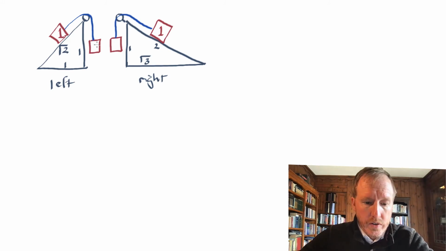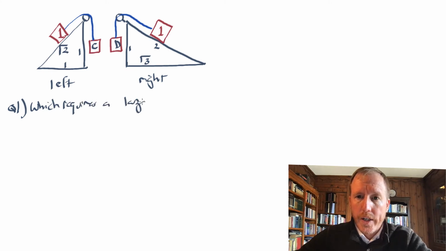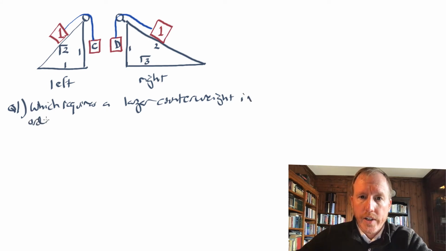So we'll call this weight C, and we'll call this weight D. So the first question, question 1, is which requires a larger counterweight in order to remain stationary?